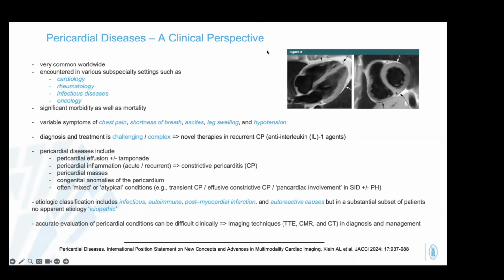For the next 35 minutes, I will entertain you with a structure that in normal conditions is hardly visible. If you look here at the CT images, this is this very thin line. We can see it because it is surrounded on CT by the epicardial and the mediastinal fat. Nevertheless, it can be the cause of significant morbidity and also mortality. Pericardial diseases are not exclusively part of cardiology, but can also be found in patients with systemic inflammatory diseases, infectious diseases, and oncology.